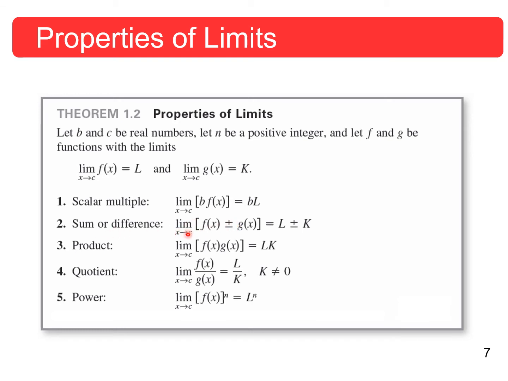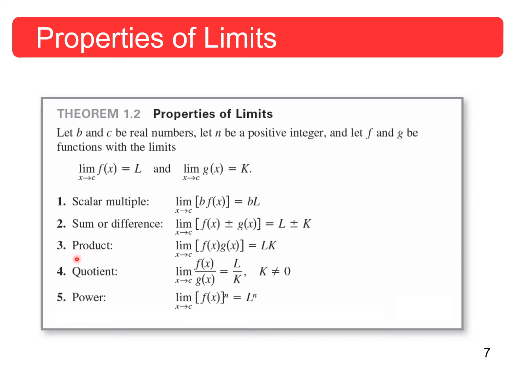the next property is just saying that we can distribute this limit over the functions here. So this is just equal to the limit of the sum and difference is just equal to the sum and difference of the limits. So this is just equal to the limit of f of x as x approaches c plus or minus the limit of g of x as x approaches c. And so therefore we have L plus or minus k here, because L is the limit of f of x as x approaches c, and k is the limit of g of x as x approaches c.